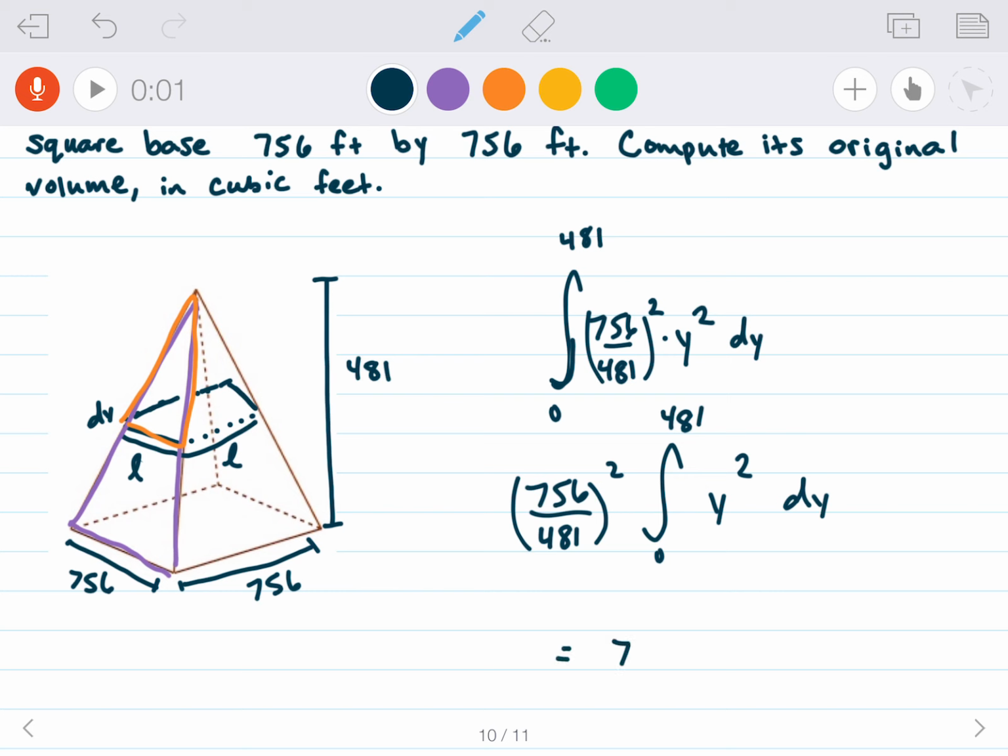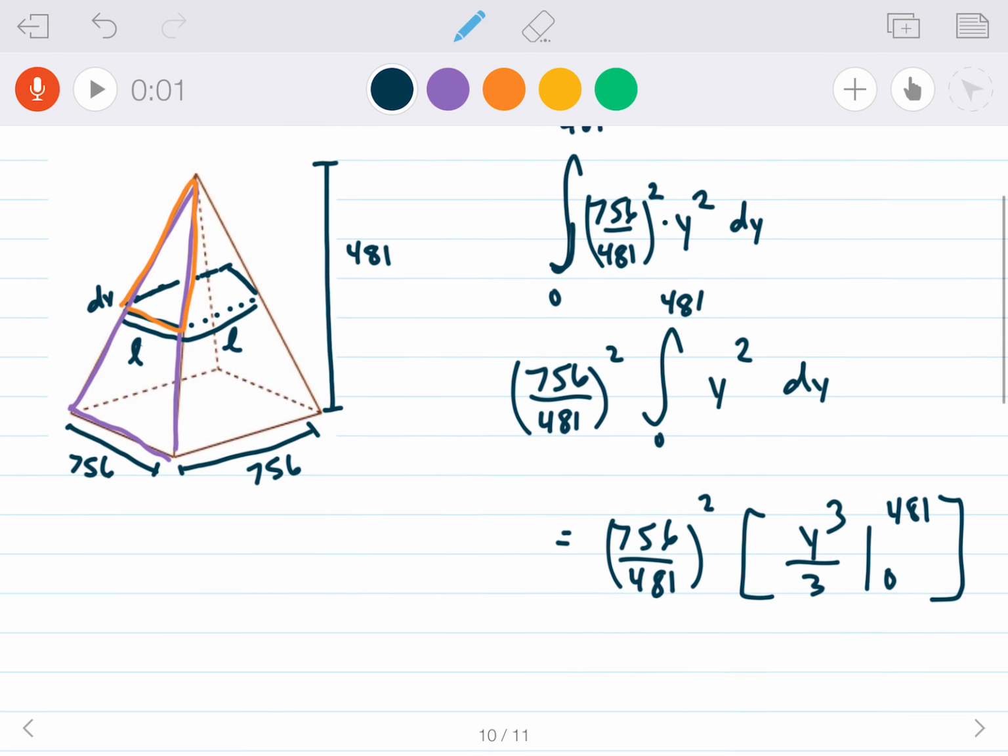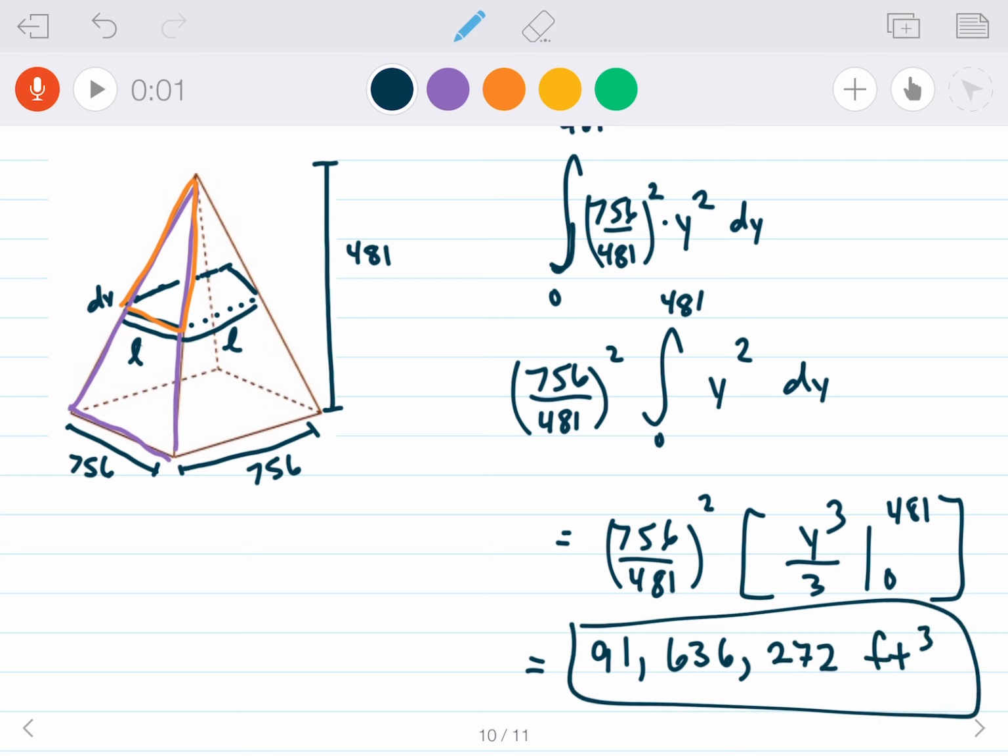And this is pretty easy to integrate. This is just going to give us y to the third over 3 from 0 to 481. And once we apply the fundamental theorem of calculus and put this all in Desmos, we get about 91,636,272 feet cubed. So that is our answer there.